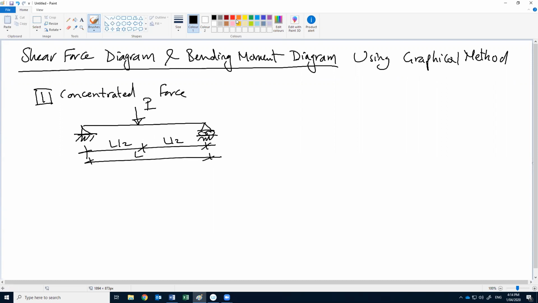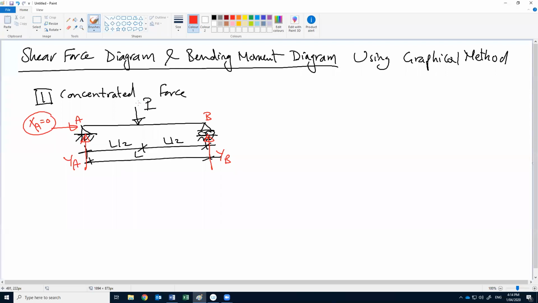Okay, if we want to draw the shear force diagram and bending moment diagram for this beam, first of all we need to find the reactions. How many reactions do we have here? If this is point A and this is point B, we have YA, YB, and XA. Because we don't have any horizontal forces, XA should be 0.